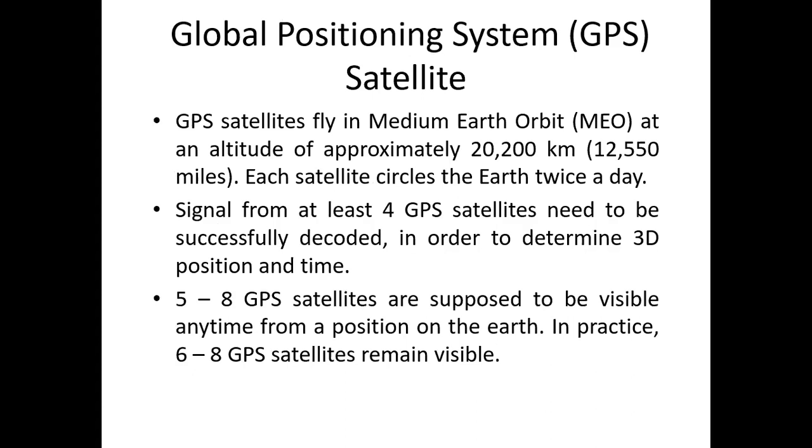GPS satellites use satellites at the medium Earth orbit. I'll tell you why. The altitude is approximately 20,000 kilometers. Now, in this case, you need to have at least 4 GPS satellites visible. By visible, I mean you need signal from at least 4 GPS satellites. But why do you need 4?